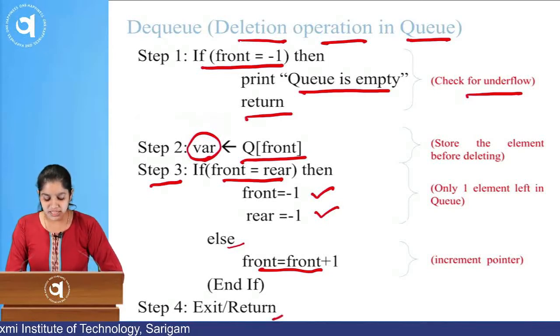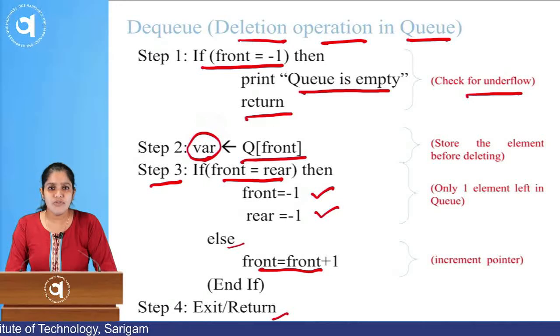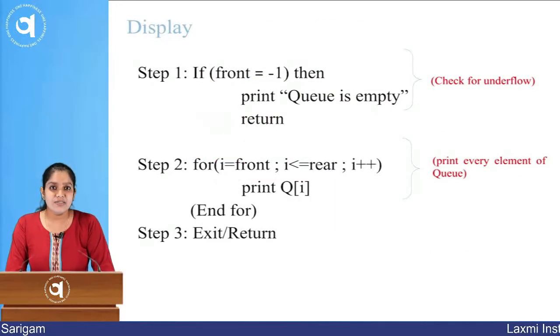So step 4 is exit or return. So this is a very simple dequeue algorithm. Dequeue means the deletion operation in a queue. Till now we have studied enqueue and dequeue. Enqueue is the insertion operation in a queue, and dequeue is the deletion operation in a queue. And the last one is display.